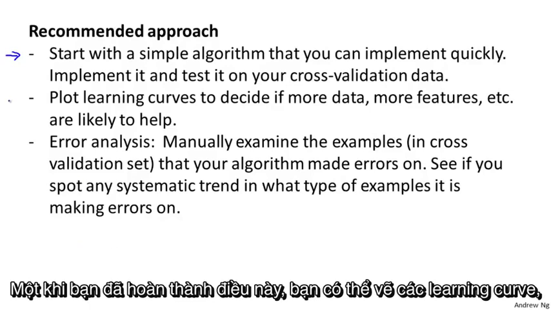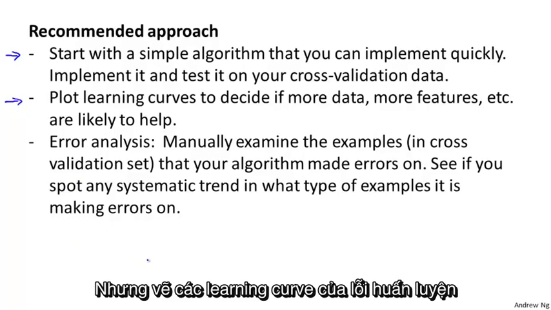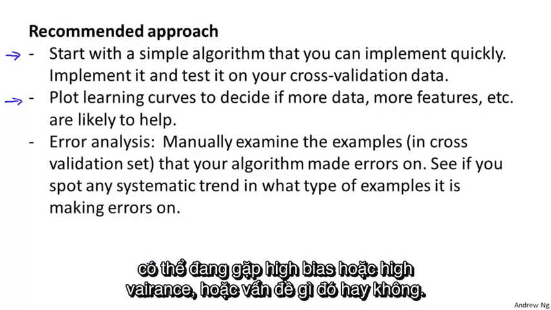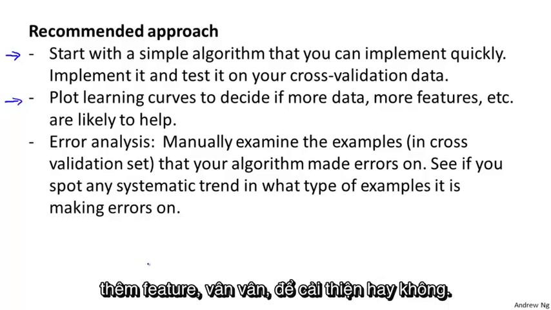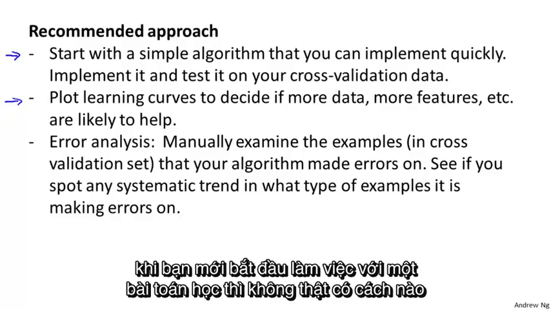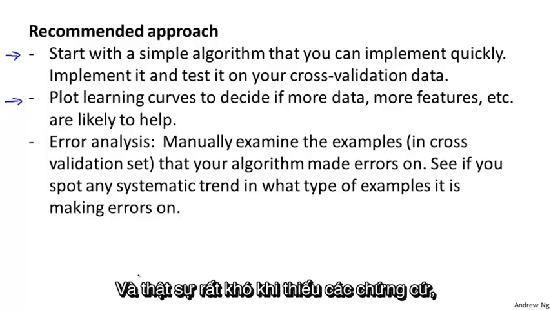Once you've done that, you can then plot learning curves. This was what we talked about in the previous set of videos, but plot learning curves of the training and test errors to try to figure out if your learning algorithm may be suffering from high bias or high variance or something else, and use that to try to decide if having more data, more features, and so on are likely to help. And the reason that this is a good approach is often when you're just starting out on a learning problem, there's really no way to tell in advance whether you need more complex features or whether you need more data or something else, and it's just very hard to tell in advance.